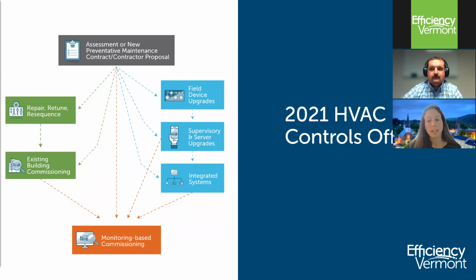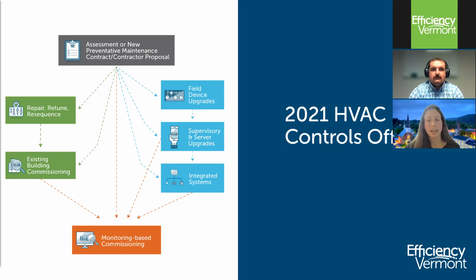At the top, we have our recommended first step, which is either a controls assessment or a new controls preventative maintenance or PM contract to help determine the existing condition of a facility's control system and how a customer should go about improving it. Alternatively, if a customer already knows what they need to do, they could just provide us with a proposal from their contractor or commissioning agent, and we can move ahead that way.